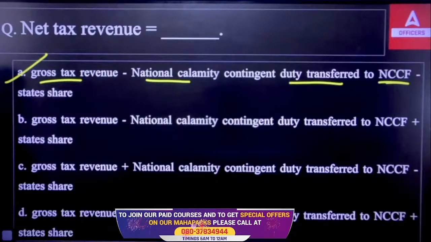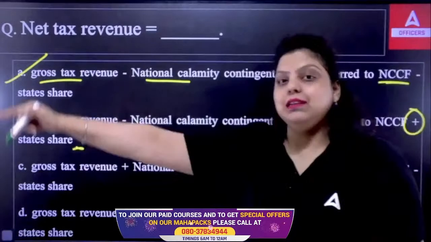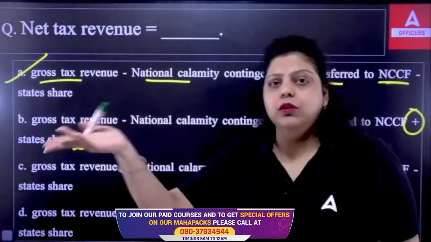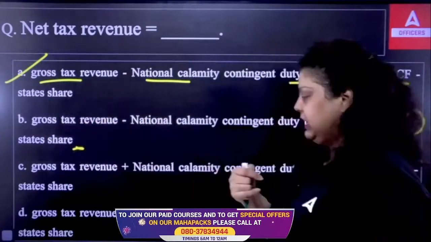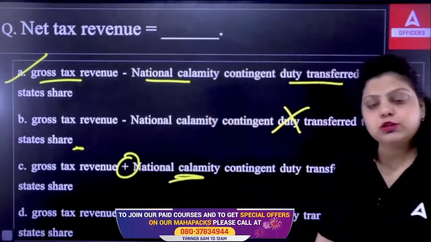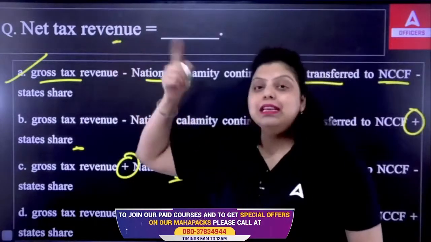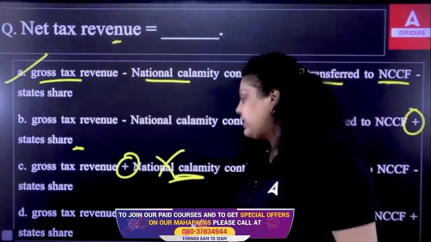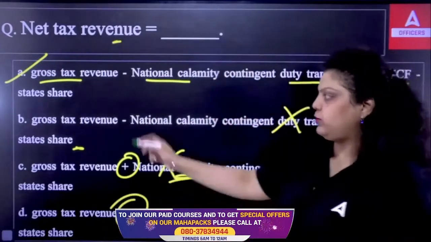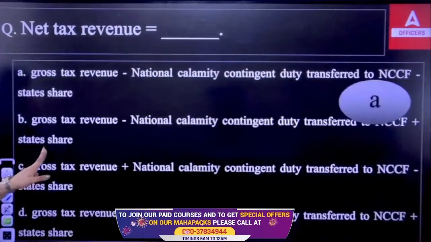Here you are adding the tax share. Why would you add the tax share? You are paying taxes to the state government. You are not taking taxes from the state governments. That's why this won't be right. Here you are adding the expenditure of national calamity. How can you add it? This is your expenditure, not your income. Tax revenue is the income of the government. This is your expenditure, it cannot be right. The fourth one again adds the national calamity expenditure. That's why the right answer will be option A. Okay, the right answer is A.